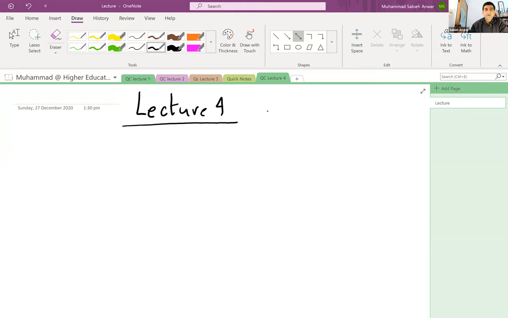So today's our fourth lecture in the series. Today we are going to foray slightly more advanced into the arena of quantum computing, and we're going to talk about an example quantum algorithm. So we'll start doing something useful with quantum computers.